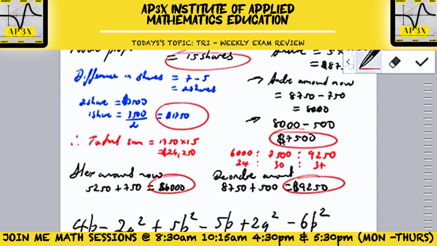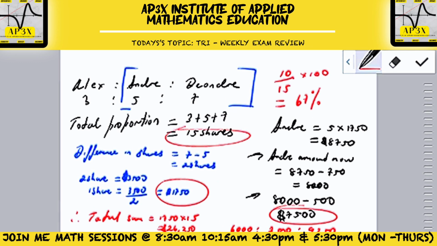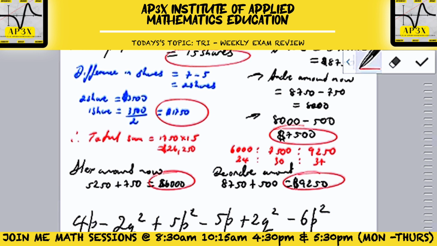The new ratio after Andre gave away some of his money has now shifted from being 3 to 5 to 7 to now being 24 to 30 to 37.